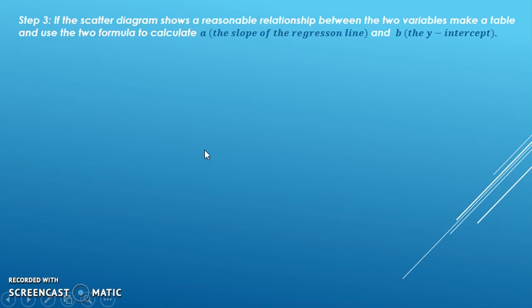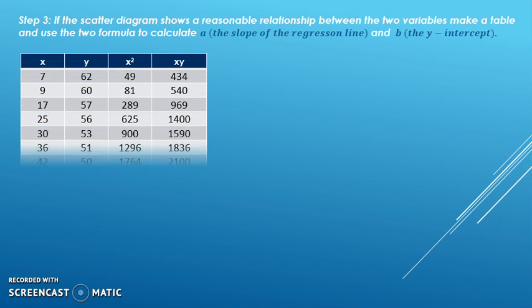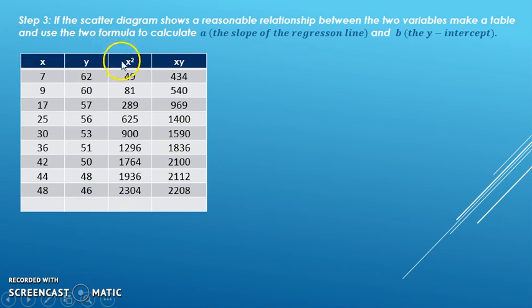And following on from step 3, if the scatter diagram shows a reasonable relationship between the two variables, you can make a table and use the 2 formulas I showed you on the previous page to find a, the slope of the regression line, and b, the y-intercept. So, in my table now, I've added two more columns, x squared, so 7 squared is 49, 9 squared is 81, and I've also added x times y, so 7 times 62 is 434, 9 times 60 is 540, and so on.